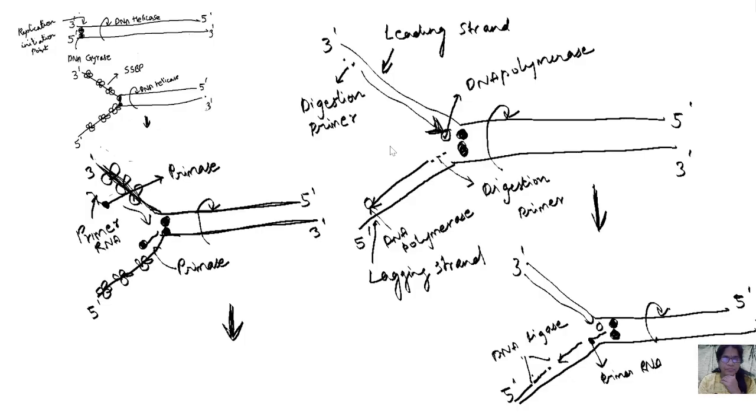Once they produce the DNA, the primers would be digested away, and later all the Okazaki fragments that have been produced are ligated by DNA ligase. So finally you get your progeny separated, right? This is what replication is all about.